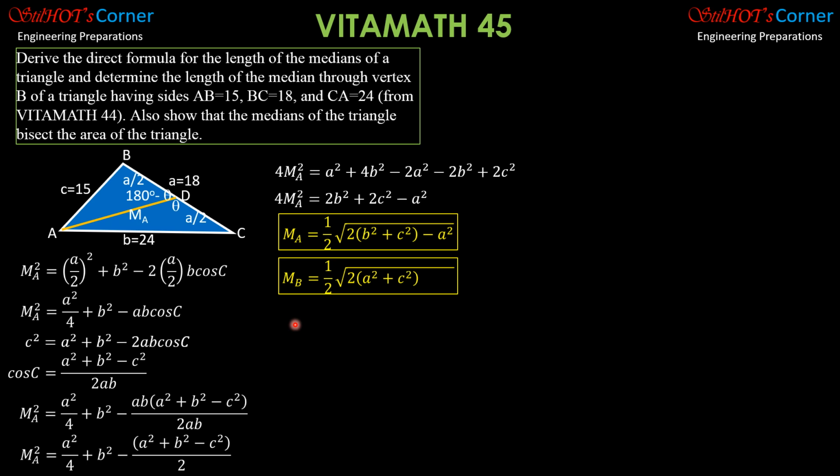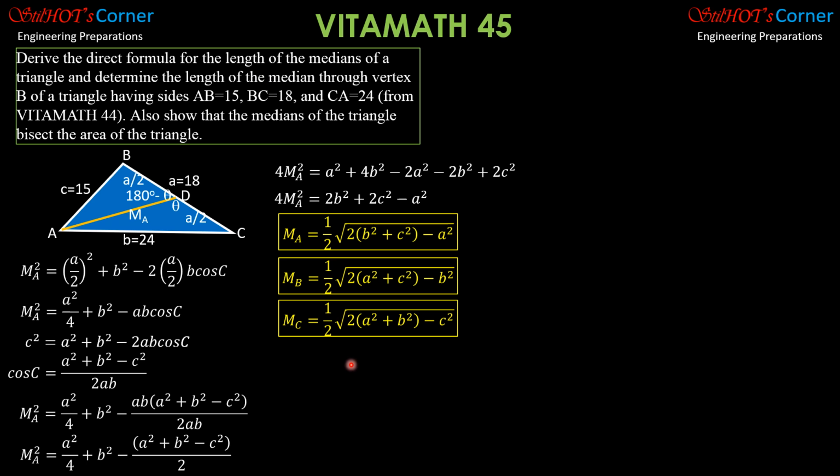Then for the median through C, it is equal to 1/2 square root of 2 quantity A square plus B square minus C square. So that's it for the derivation of the direct formula for the length of the median of a triangle.